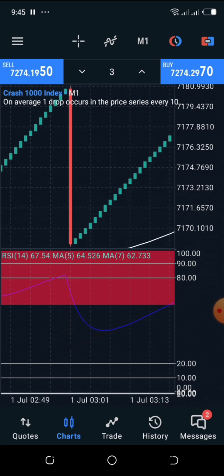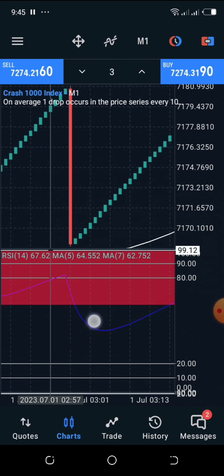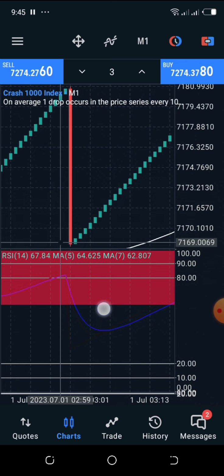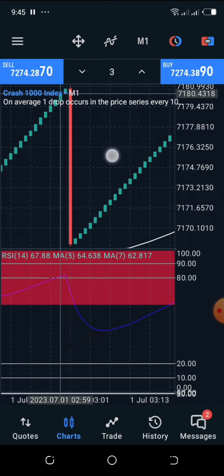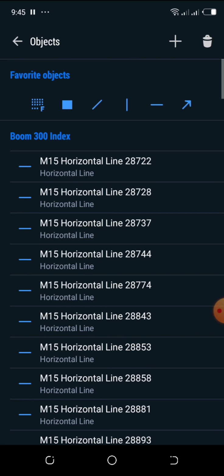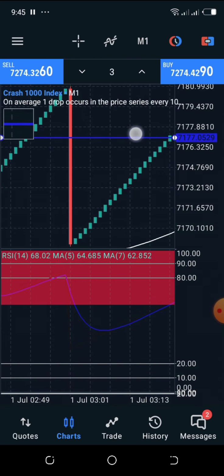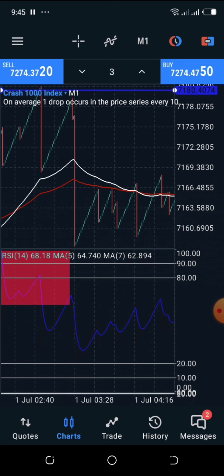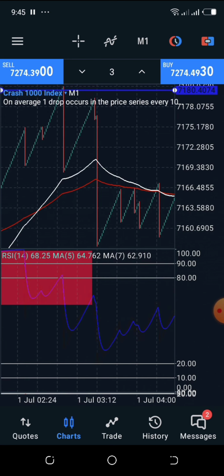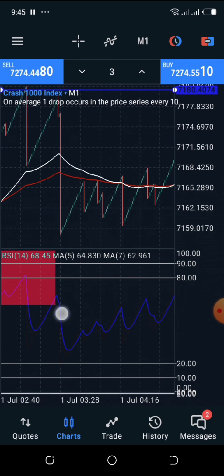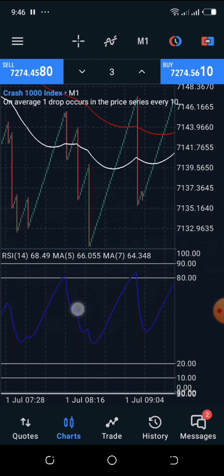Let me expand this guy again. Our entry is going to be here when it touches level 80. Let's make our entry here. That's 7180. Let me pick the line 7180. So there is our entry. All right, so our TP will now be 7130, because the TP is 50. So let's see, 7130.